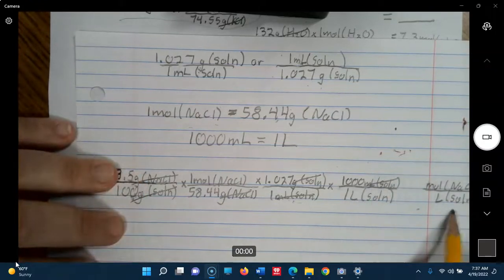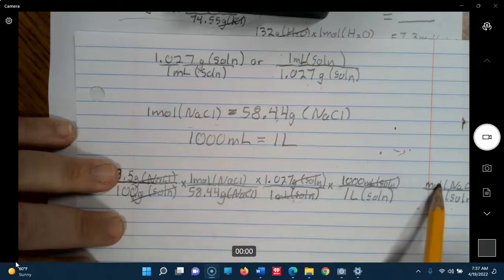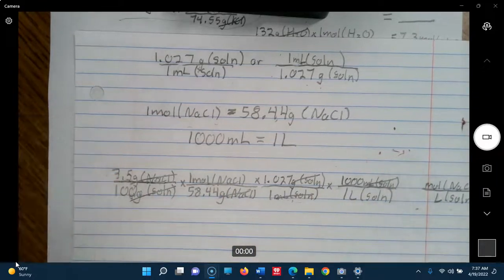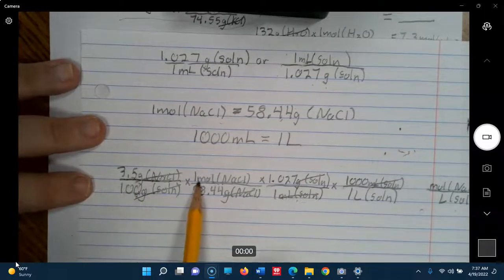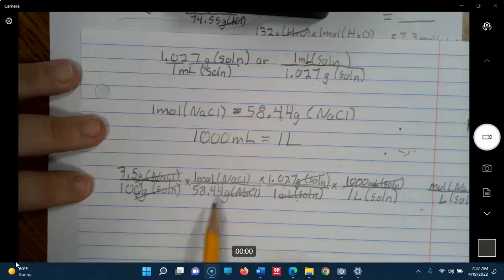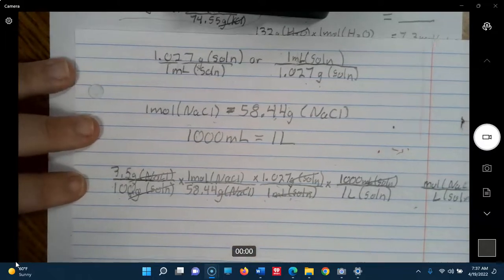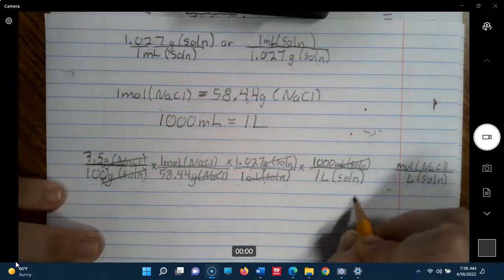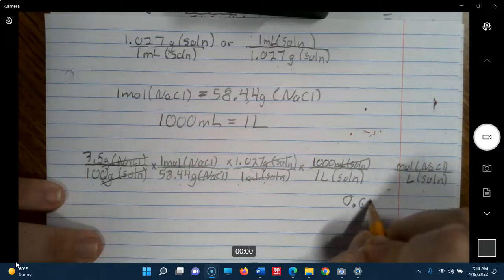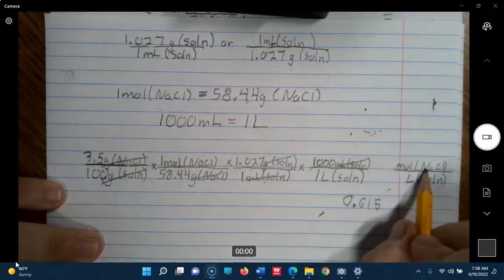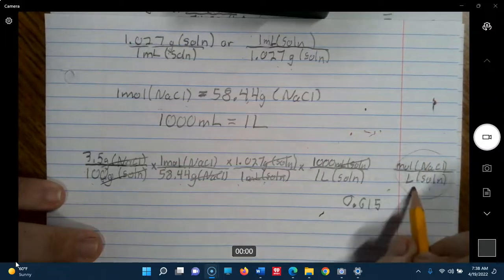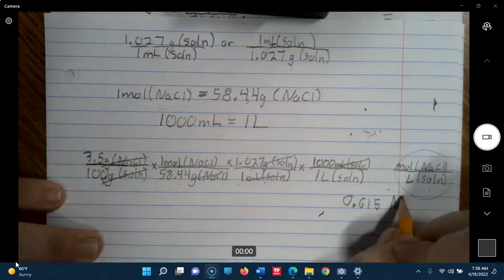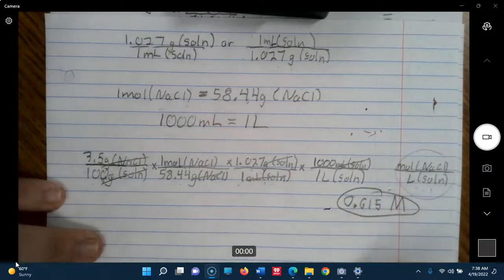So now I have liters of solution on the bottom as my only unit, and moles of NaCl on the top as my only unit. So I've got everything set up correctly. So it's 3.5 times 1 times 1.027 times 1,000 divided by 100 divided by 58.44 divided by 1 divided by 1. Okay, and that's going to get us to our final answer. And what we get is 0.615, and it's moles of NaCl over liters of solution, but we're going to write it as molar. Okay, there it is, and that's your final answer.